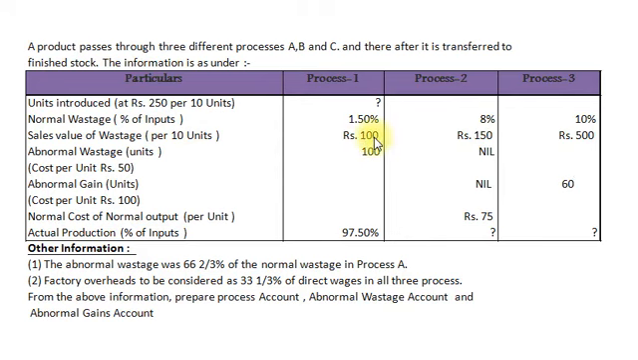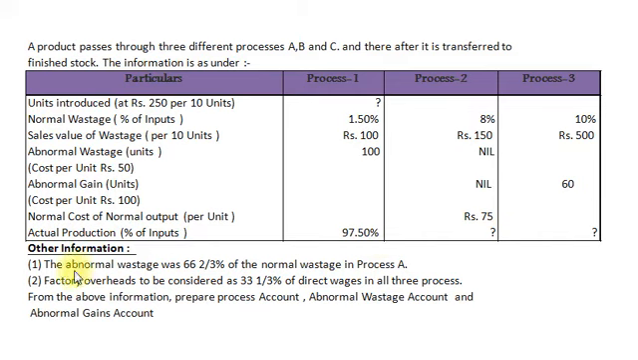So per unit it will be 10 rupees, that is 100 divided by 10, 15 rupees and 50 rupees. Abnormal wastage units 100, nil and no information, and cost per unit is 50 rupees. Abnormal gain units nil and 60 units, and cost per unit is 100 rupees. Normal cost of normal output per unit rupees 75 in process 2. Actual production percentage of inputs 97.50. Here it is question mark and question mark.